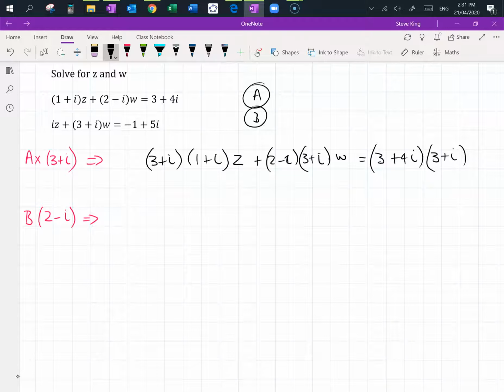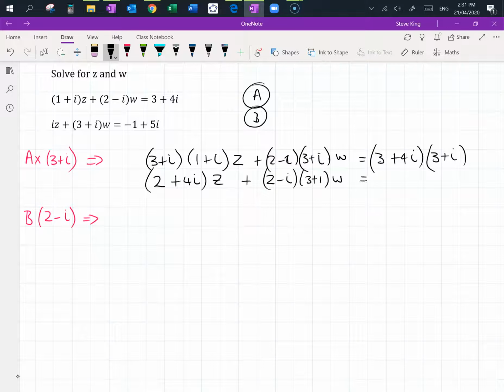If I look at the coefficient of the z, I've got 3 times 1, which will give me 3. I've got i times i, which will give me i squared. i squared is minus 1, so I've got 3 minus 1, which gives me 2. I look at the outers, 3i. I look at the inners, I've got 1i, so that'll give me plus 4i. That's the coefficient of the z term. I'm not going to bother simplifying the coefficient of the w term because I've set it up in such a way that they will both be the same.